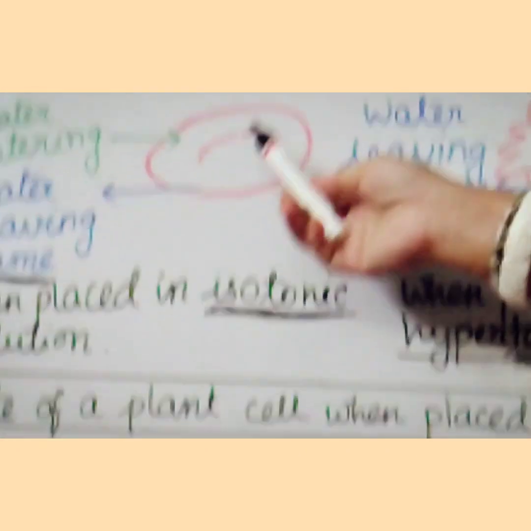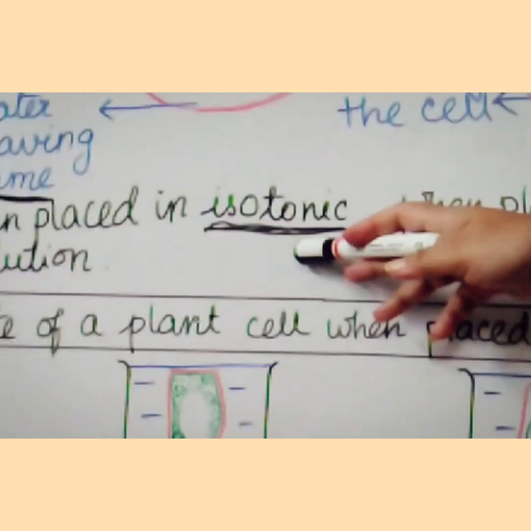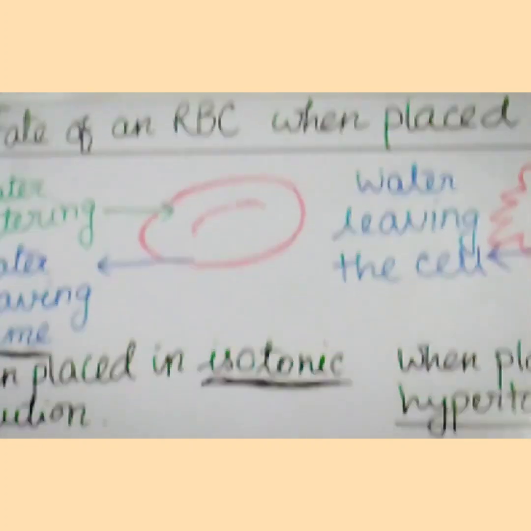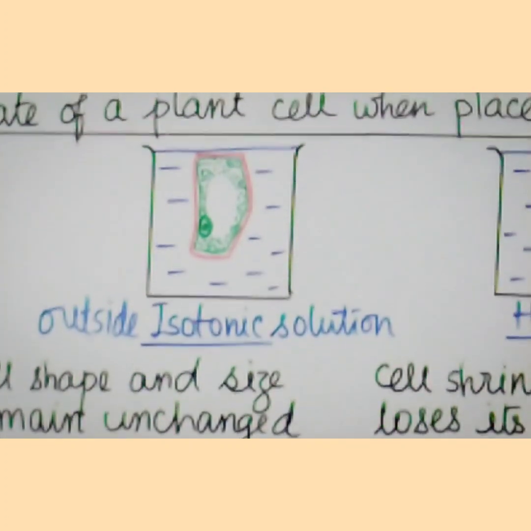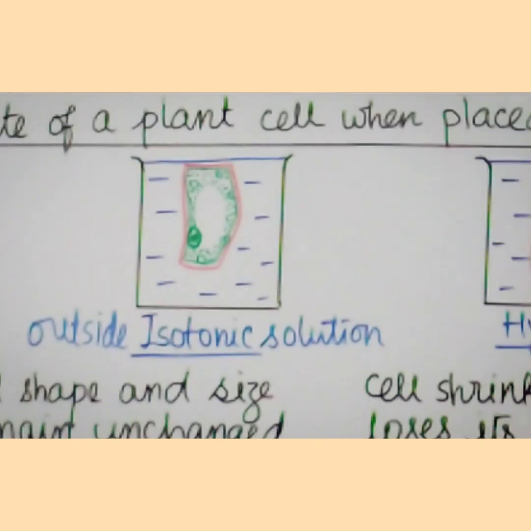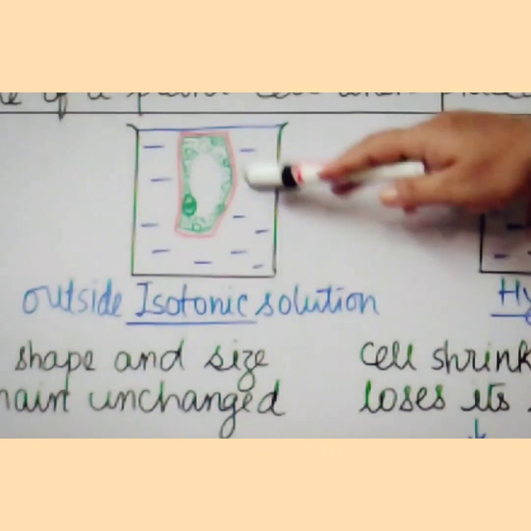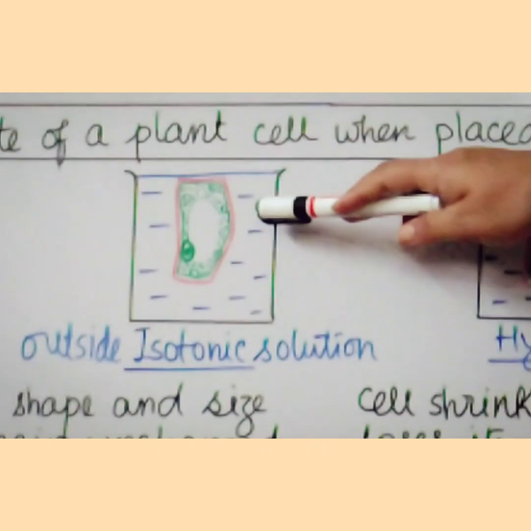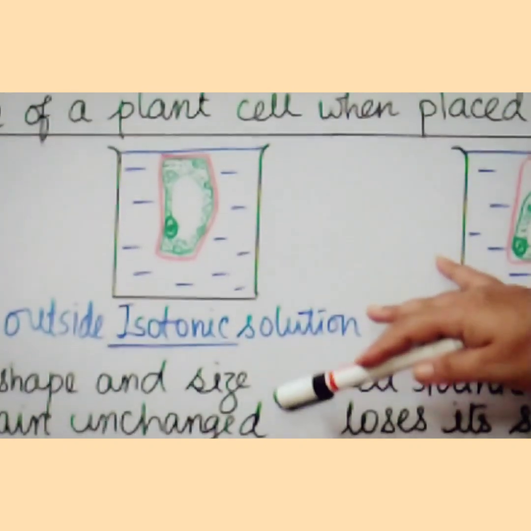So the amount of water going in and going out is the same in the isotonic solution if you put any animal cell or plant cell. The cell shape and size will remain unchanged. Outside there is isotonic solution, not inside. If you put an animal cell or a plant cell, there will be no change of shape and size.